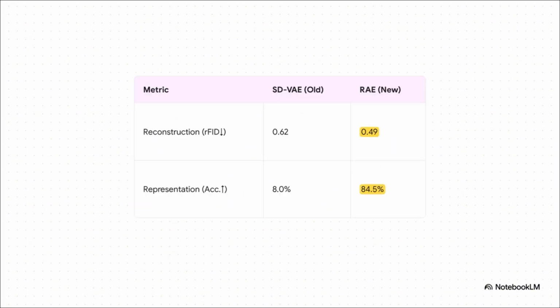Now, this table right here, this explains everything. It shows us why it works so well. Look at the first row, reconstruction quality. The RAE is a bit better, sure, but look at that second row, representation quality. This is how well the AI understands the image. The old model, a measly 8% accuracy. The new RAE, 84.5%. That's not just better, it's a completely different league. It's over 10 times better at actually getting what the image is about.